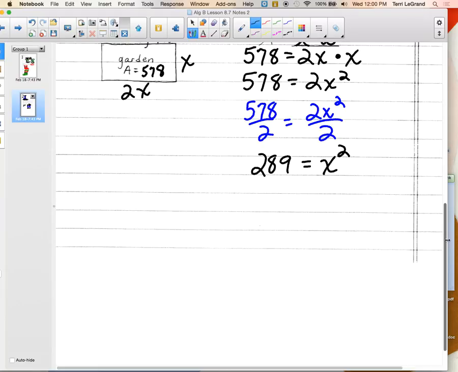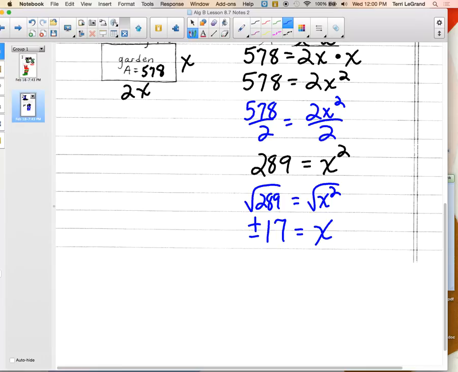289, what do we do next? Square root each side. I know something about 289 that you don't know. It's a perfect square. And what is its square root? 17. So a positive or negative 17, correct?